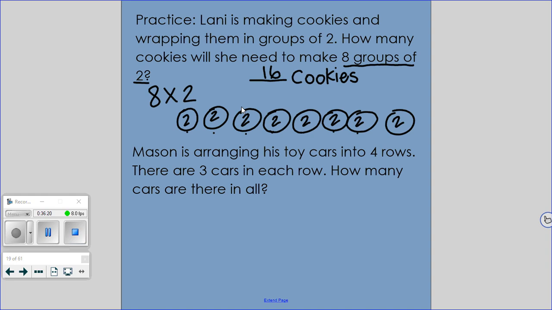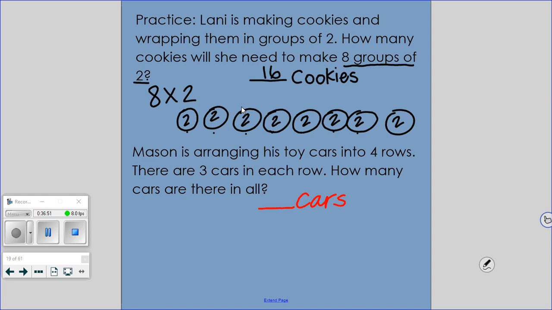Mason is arranging his toy cars into 4 rows. There are 3 cars in each row. How many cars are there in all? What am I counting? I need to know what I'm counting before I can start counting random things. Aiden, what am I counting? Cars. So we need blank cars. That's where our answer is going to go. We're just making an answer sentence.